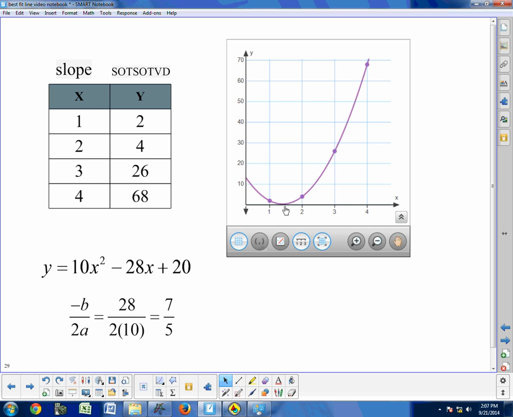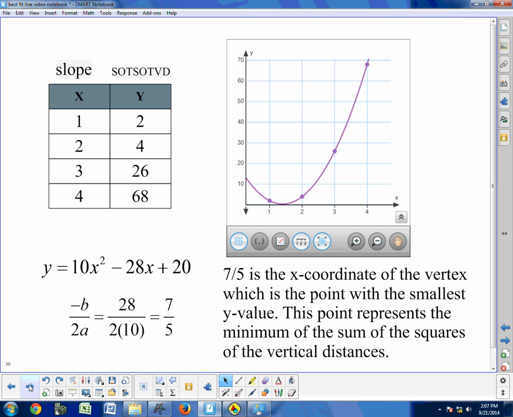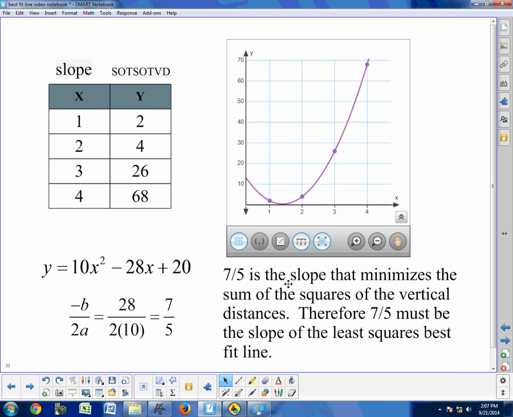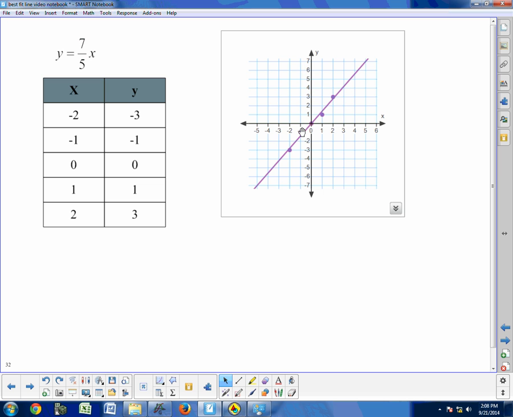So when the x-coordinate is 7/5, that represents the slope that minimizes the sum of the squares of the vertical distances. Since 7/5 is the x-coordinate of the vertex, that point represents the smallest sum of the squares of the vertical distances. That is the slope I'm looking for. Since the y-intercept is 0 in the set of data points I'm working with, 7/5 is the slope of the line of best fit, not just of this set of data points, but also of my original set of data points.